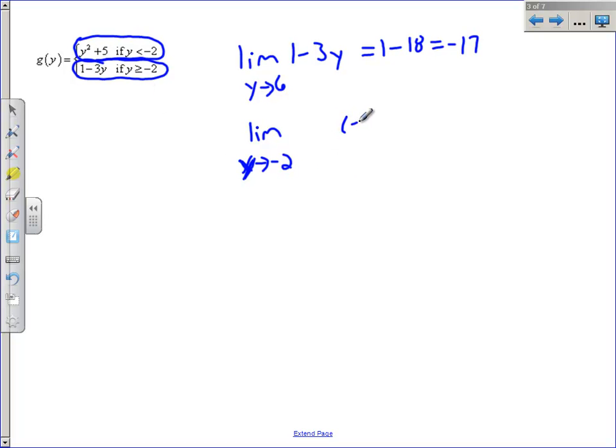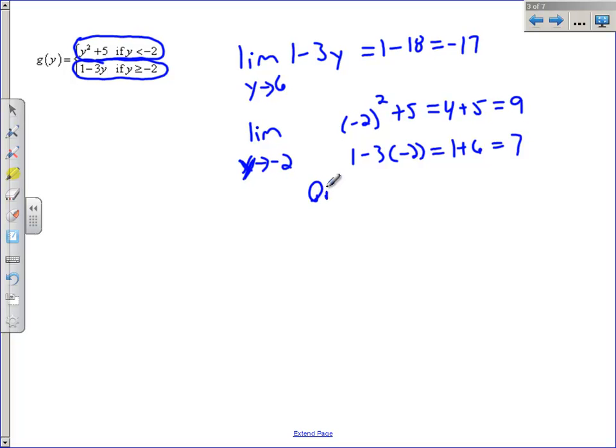So if we plug in -2 for y into the top one, we get -2 squared plus 5, which is 4 plus 5, which is 9. And if I plug in -2 into the bottom function, I get 1 plus 6, and I get 7. And you can see that these are not the same value. So as y approaches -2, the limit does not exist because we were not heading towards the same y value.